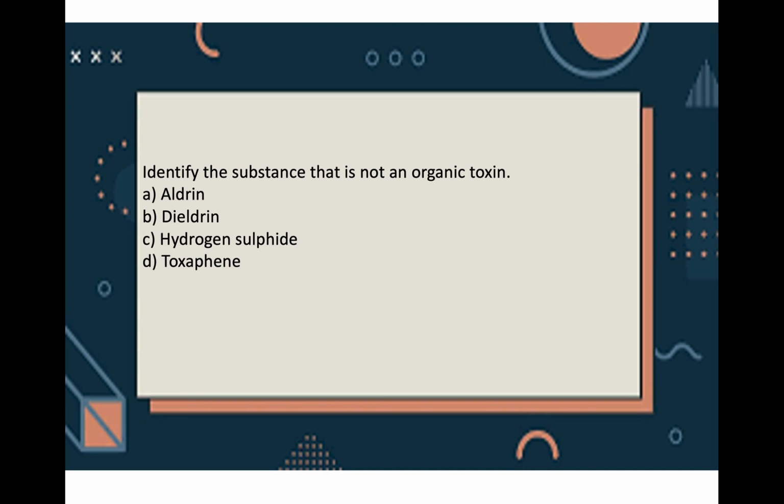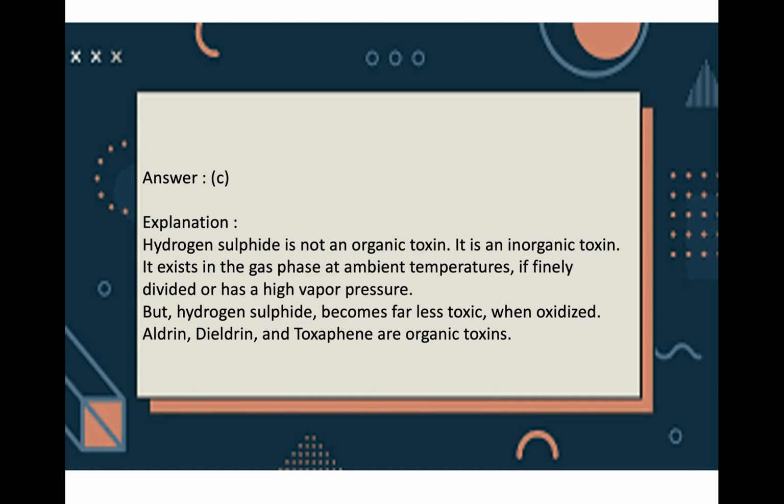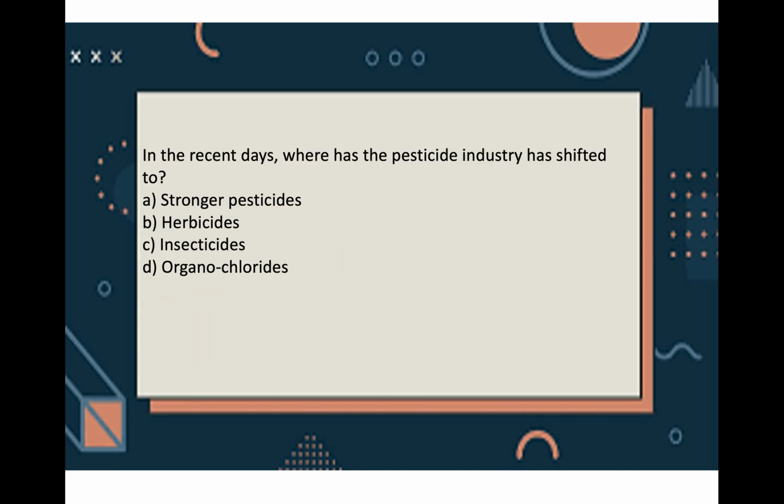Next question is, identify the substance which is not an organic toxin. Aldrin, then dieldrin, hydrogen sulfide and toxaphene. Answer is C, hydrogen sulfide. It is not an organic toxin, it is an inorganic toxin. It exists in the gas phase, like if finely divided or if it has a high pressure. Hydrogen sulfide, in other cases, is far less toxic when oxidized. Aldrin, dieldrin, toxaphene, etc. are all organic toxins.